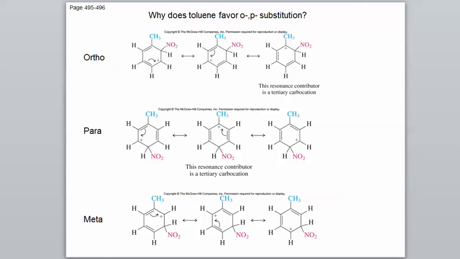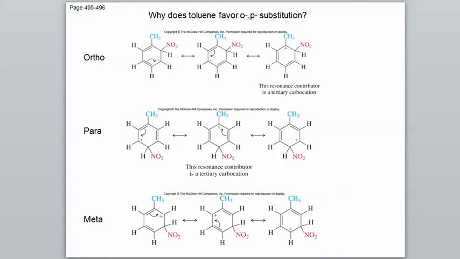This slide has a lot of detail to it, but it goes a long way towards explaining the trends that I just showed you. Why is it that something like toluene favors giving ortho and para isomers and not much meta? And indirectly also suggests why toluene reacts faster than plain old benzene does. All of these are the carbocation intermediates that are possible.